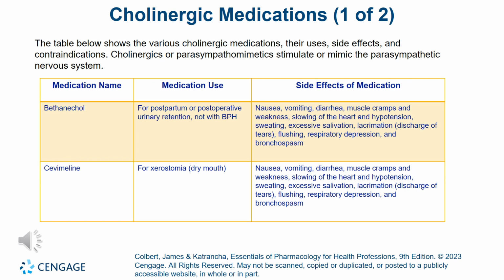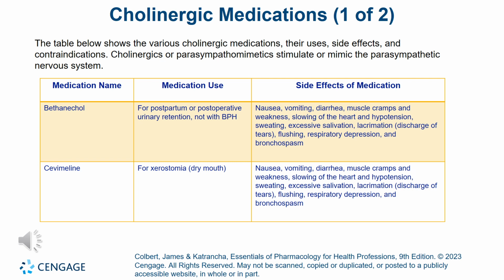Now let's look at the cholinergic or parasympathomimetics and their uses, side effects, and contraindications. Remember that these medications stimulate or mimic the parasympathetic nervous system. The first one you have in the chart is bethanechol. It is used for postpartum or postoperative urinary retention, not with BPH or benign prostatic hyperplasia.